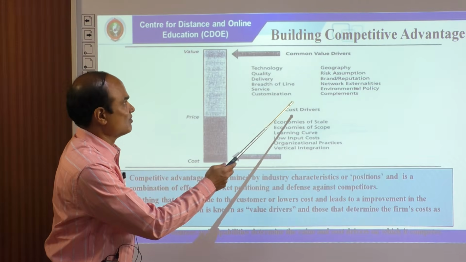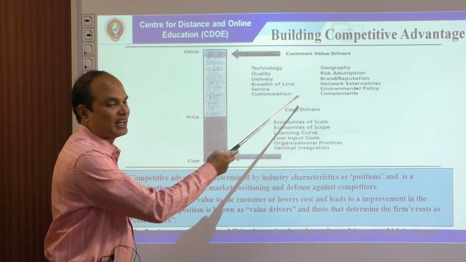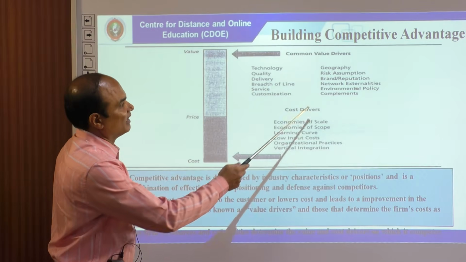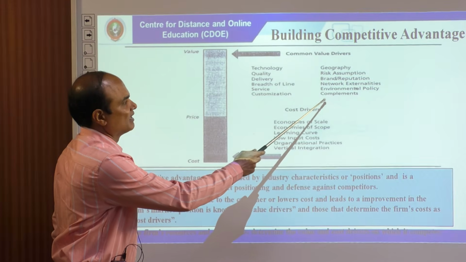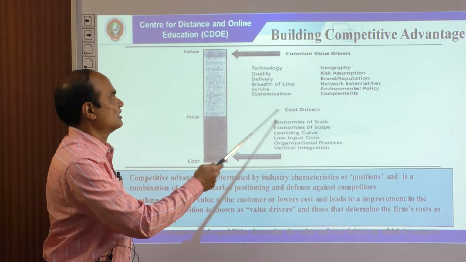So, the risk assumptions, the brand or reputation, then network externalities, environmental policy, then complements which it delivers.